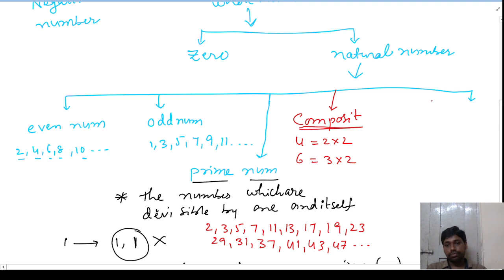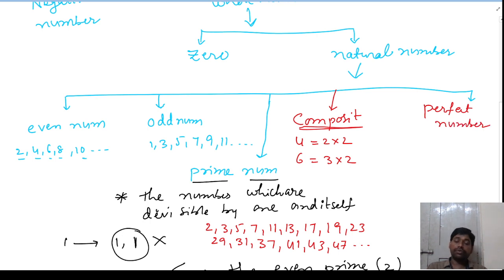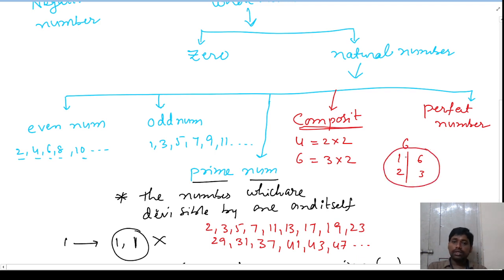Next is the perfect number. A perfect number is one where the sum of its factors is double the number. Like 6, whose factors are 1 times 6 and 2 times 3. If you add all these factors, 1 plus 2 is 3, 3 plus 3 is 6, 6 plus 6 is 12. So the sum is double that number, and then 6 is called a perfect number.